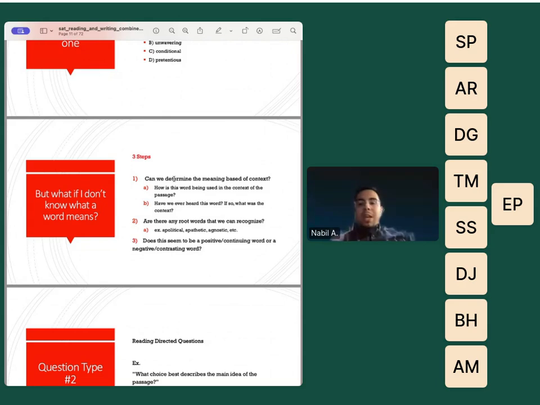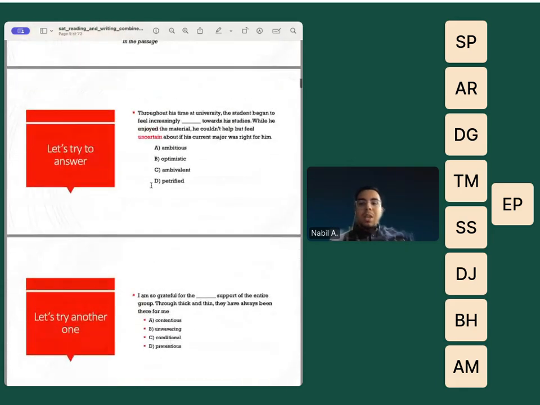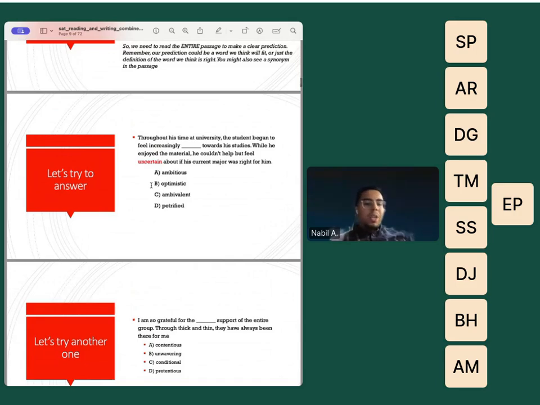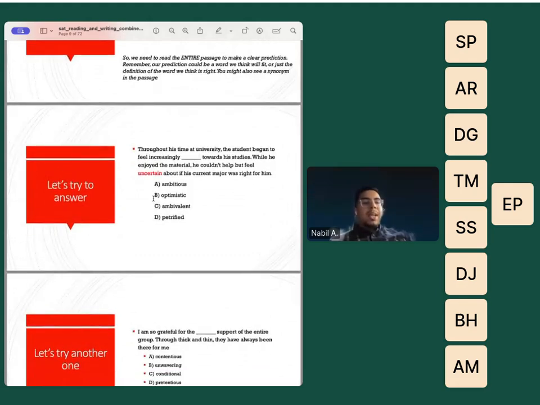I know it says 3 steps here, but I got 4, and I'll tell you what the fourth one is after I talk about these 3. So the first step here is, can we determine the meaning based off the context? In other words, have you heard the word before being used in conversations? For ambivalent, I've heard the word before. Personally, I've probably heard it used in a neutral setting, really whenever they're trying to question something or when they're confused, possibly. So that's when I hear ambivalent.